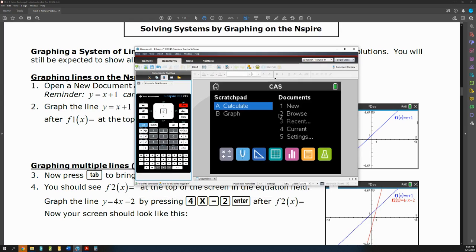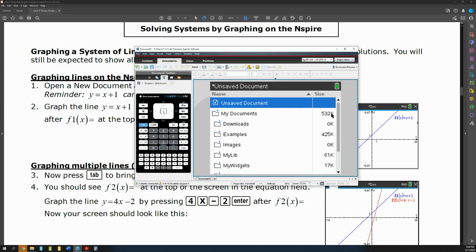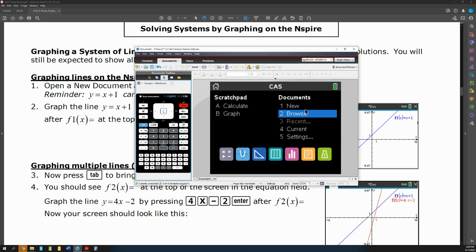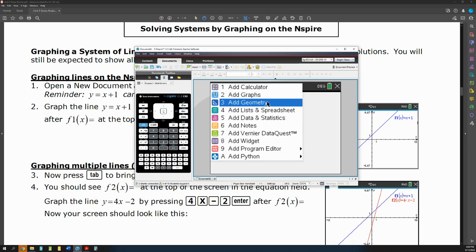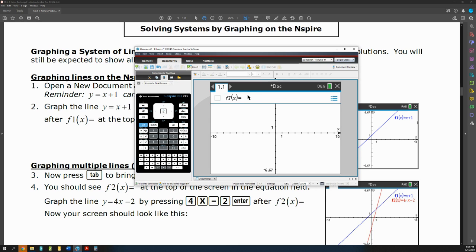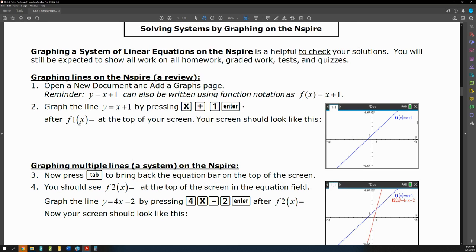As soon as you open up the Inspire, you'll see this page here. Let's go back. I'm going to hit New Document. If you have an old one, you can choose to save it or not. And then we're going to hit Add Graphs. So now we can see this graph here.